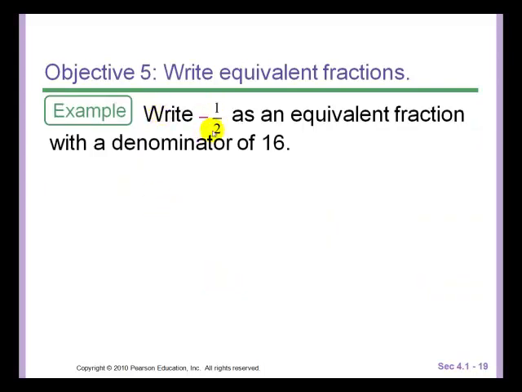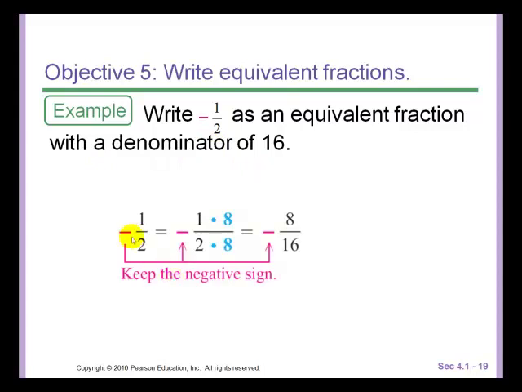Example: write -1/2 as an equivalent fraction with a denominator of 16. We're going to keep the negative sign the entire way through, because the fact that it's negative does not change. What's changing is that we want our denominator to be 16. We can turn 2 into 16 by multiplying by 8. In order to maintain our equality, we need to do the same thing to the top. 1 times 8 is also 8. So we have -8/16, and again it's still a negative.